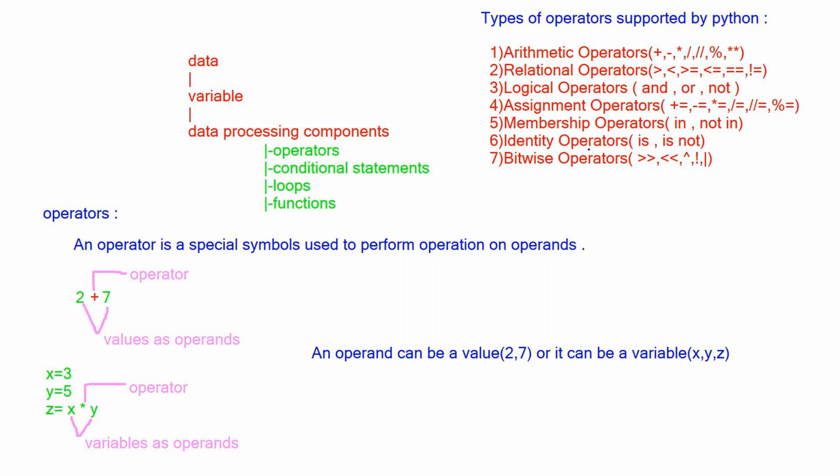Okay, so we're going to start with operators as data processing components. After that, conditional statements. Within the conditional statements, we will use these operators. Within the loops, we will use these operators. So operators plus conditional statements together will be used inside loops. And operators, conditional statements, loops together will be used inside functions, where functions will be used to process the data.